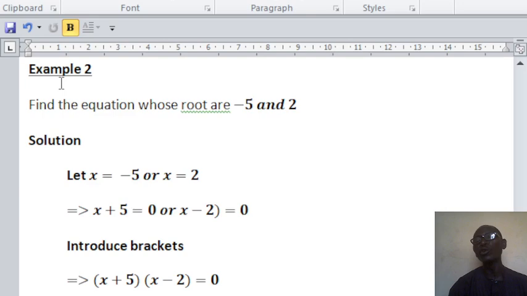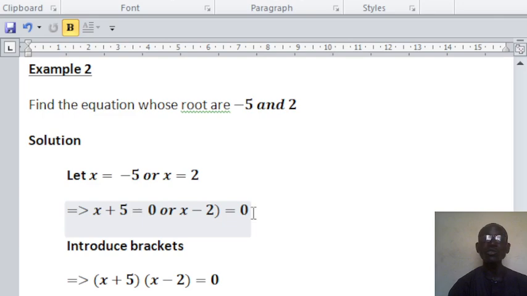So the solution is, you equate everything to x. We say let x equals minus 5 or x equals 2. From there, we equate everything to 0. We say x plus 5, you bring 5 to meet x. x plus 5 equals 0, or you do the same thing on the right hand side here: you carry your plus 2 to the left hand side, it becomes x minus 2, you equate it to 0.